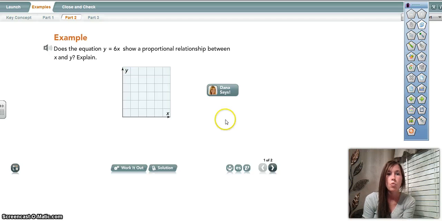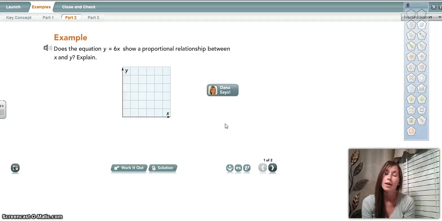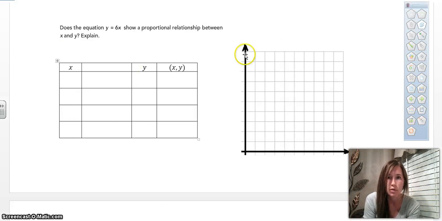Does the equation y equals 6x show a proportional relationship between x and y? Well, we need to create the graph. It's not made for us yet. So on your note sheet, I give you a table to work with and a graph to fill out.